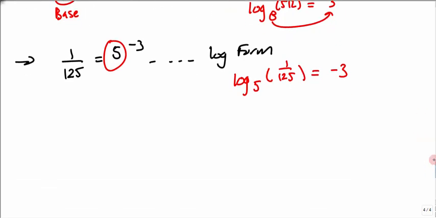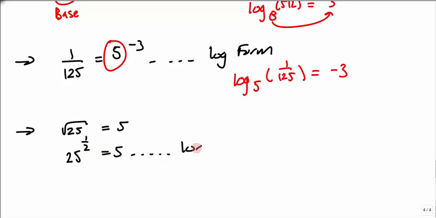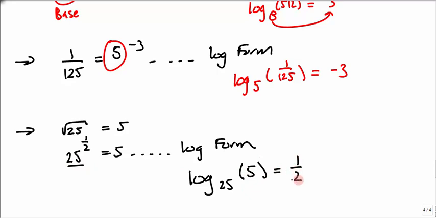Now sometimes you'll have to get rid of a radical before you can put it into log form. For instance, the square root of 25 is 5. That would be the same as 25 to the 1/2 equals 5. And then in log form, this would be log base 25, because this is our base, of 5 equals 1/2. So sometimes you'll need to rewrite these a little bit in order to get them into the appropriate form. Converting back and forth isn't too bad if you remember the rules. They're usually not too bad.